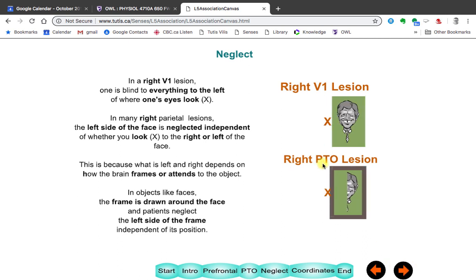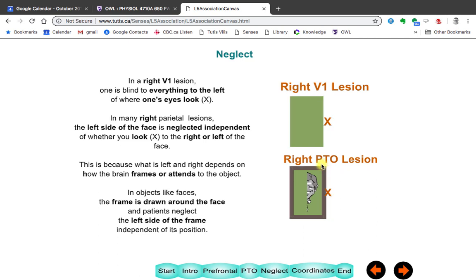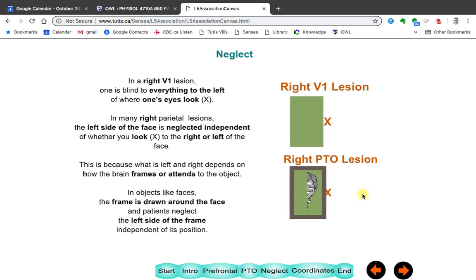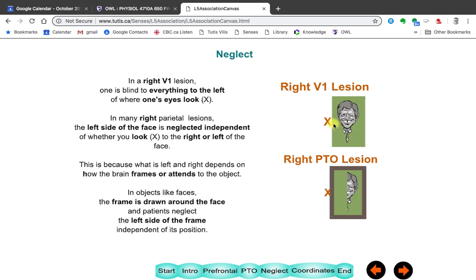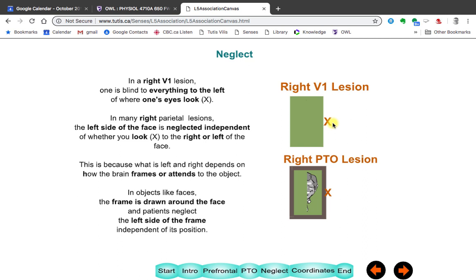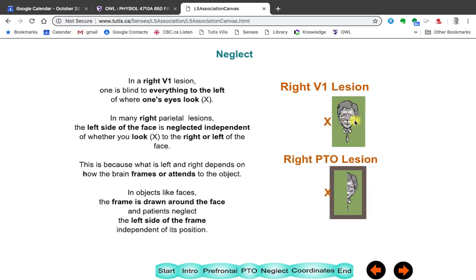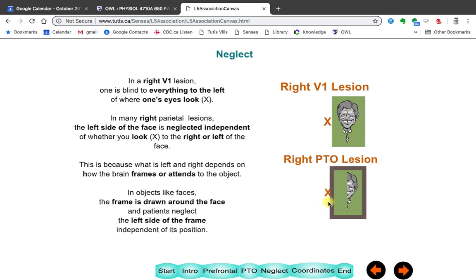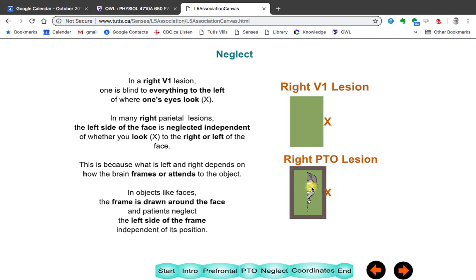I call this a PTO lesion. I should really call it a parietal lesion, but PTO encompasses the parietal. So if you have a lesion, you can see that it's different from a V1 lesion. If you have a V1 lesion on one side of the brain, if the object is here, you can see it. If the object is on the other side, you can't see it. Here you're missing the left side of the face, no matter where it's appearing.